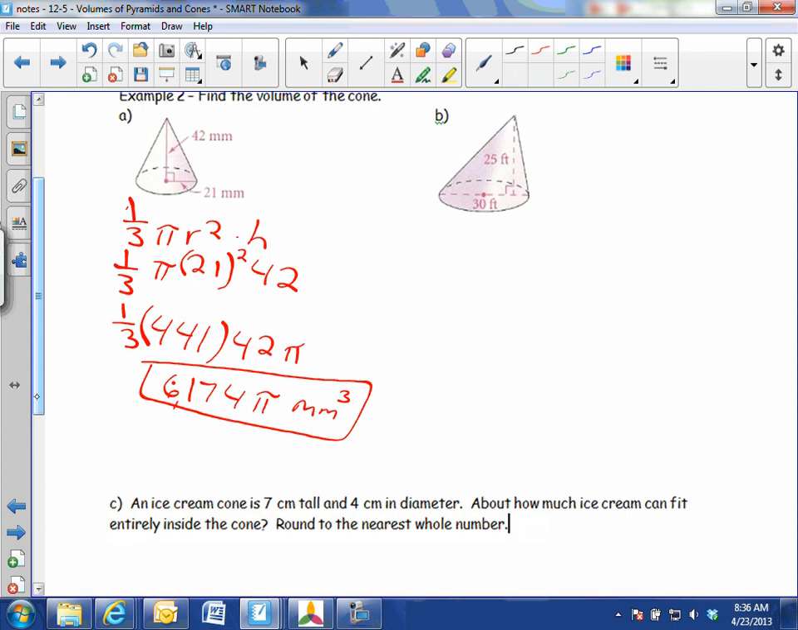Alright, and B. Again, what do we call it when it's kind of tilted crazy? Yep, oblique. So this is an oblique one, but they still give us the height because it's still perpendicular to the base. It gives us that right angle. So what are we going to do? Are we going to write it in terms of pi again? Yeah, we'll do 1/3 times pi times 15 squared times 24. Alright, is 15 squared 225? Yes.